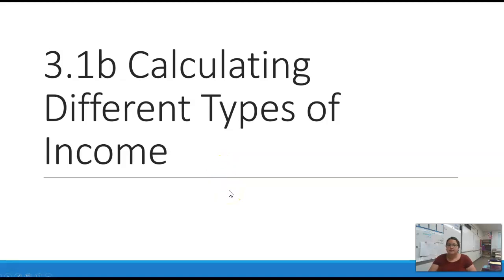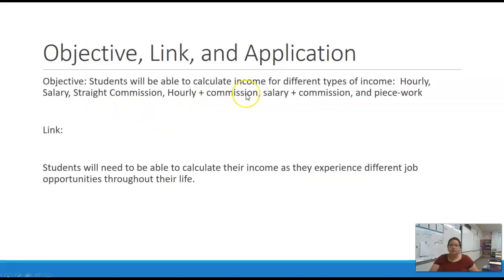Class, in today's lesson we're going to be learning about calculating different types of income. So we're continuing the previous lesson, and we're going to talk about a few more types of income that you might see. Your objective today is that you are able to calculate the income for these scenarios. So we have hourly, salary, and straight commission from the other day, and then we're adding on salary and commission, and piecework.